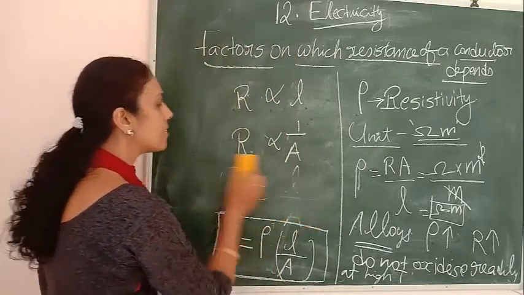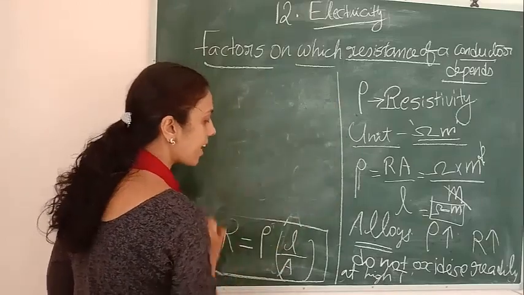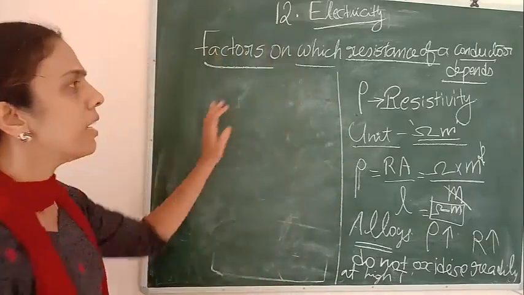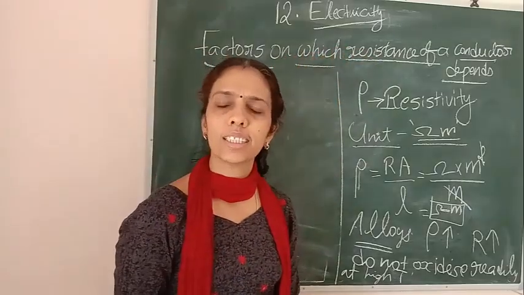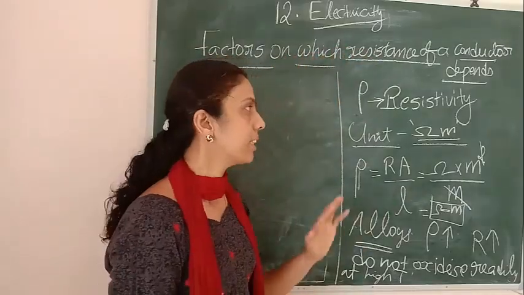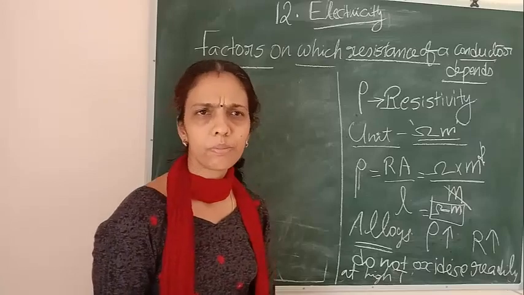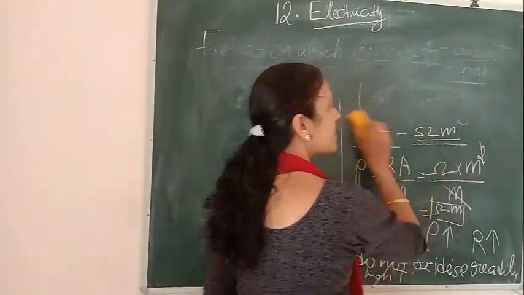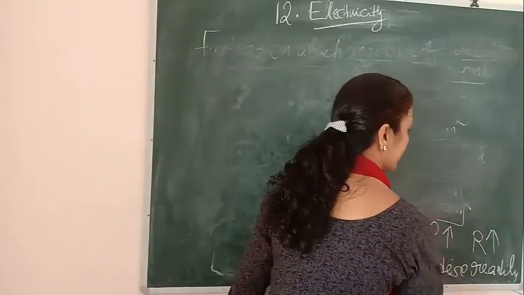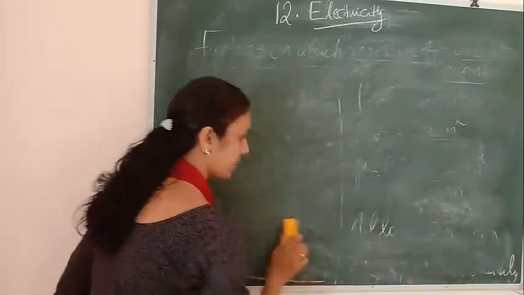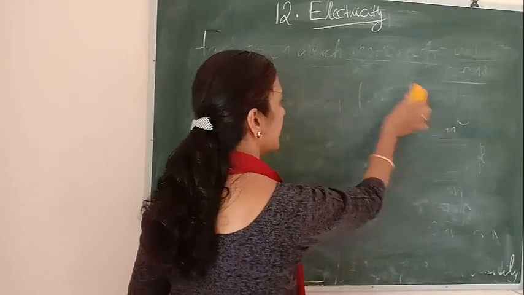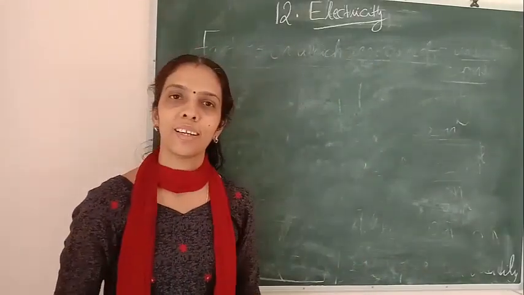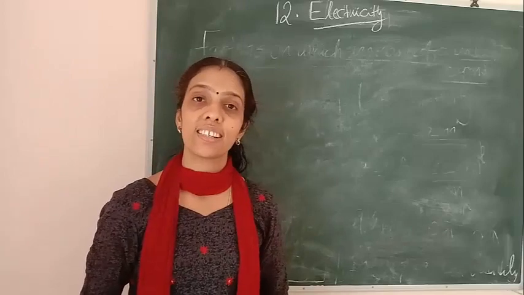In the last video we learned about resistance and what is meant by resistance, and now we learned about the factors on which the resistance of a conductor depends. That also we learned. Okay, now how can we measure the resistance? Whether we can change the resistance?